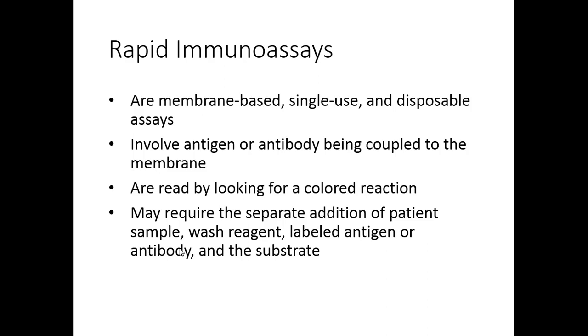So we're going to talk for a minute about rapid immunoassays, and we're really going to look at an example of immunochromatography, which I think most people are familiar with, kind of a cassette-based one. These are membrane-based, single-use disposable assays. If you've ever seen a pregnancy test, you'll know that's an example of an immunoassay. We're going to either have antigen or antibody being bound to a membrane. In our example, we're going to see some antibody, and we're going to look for a color change reaction.